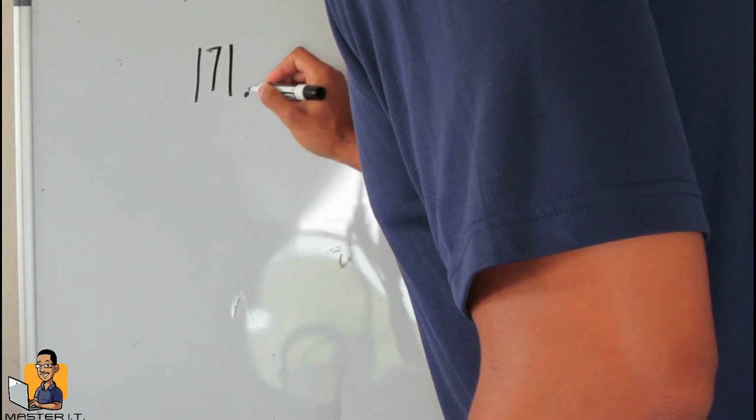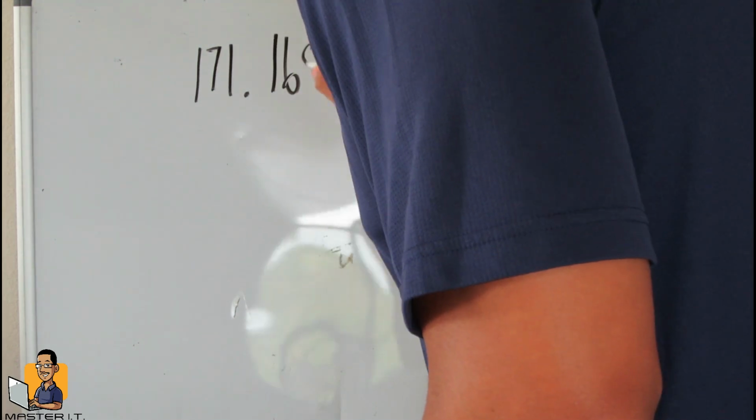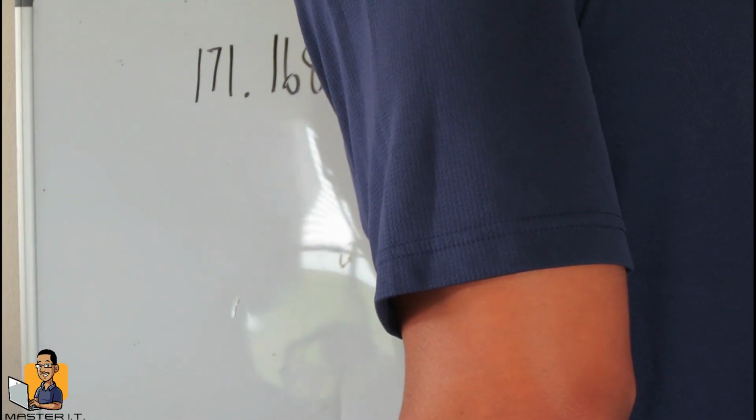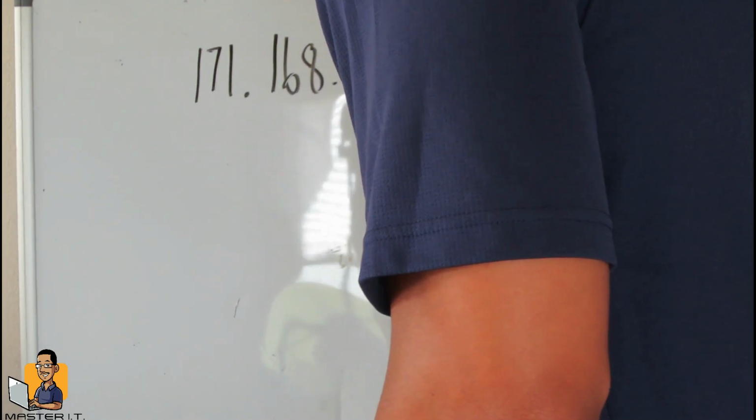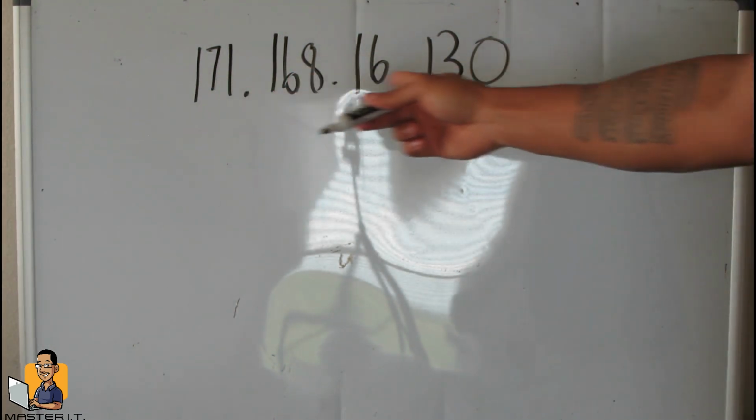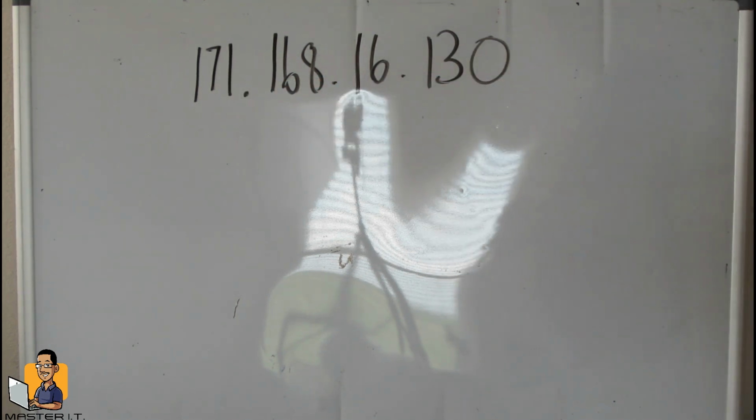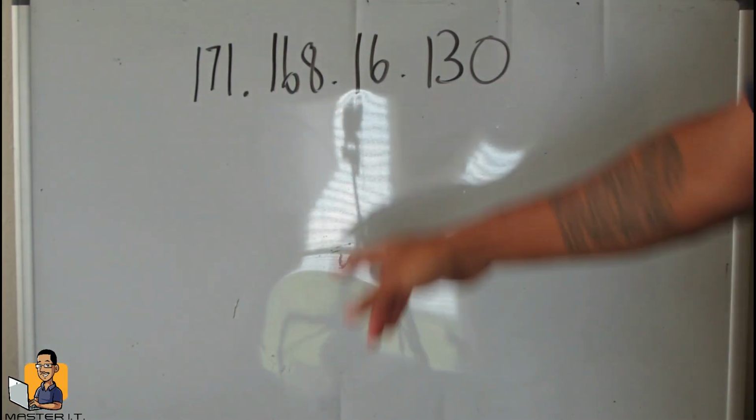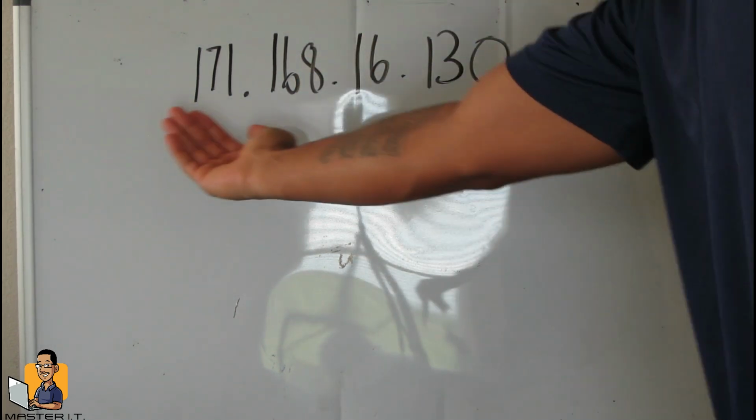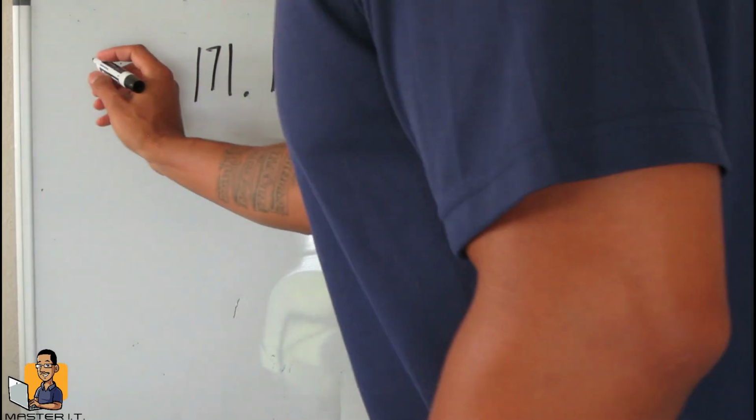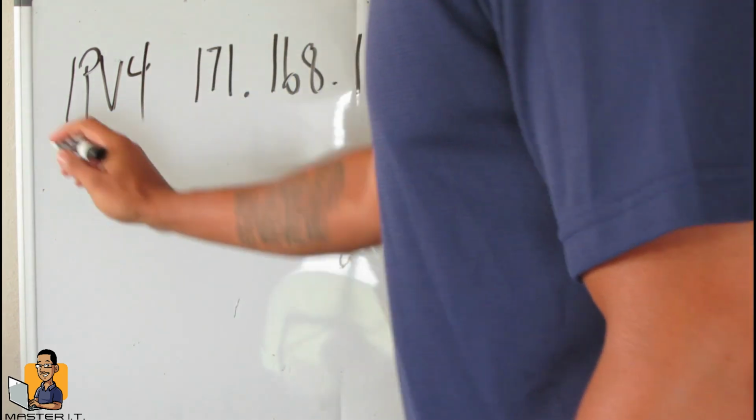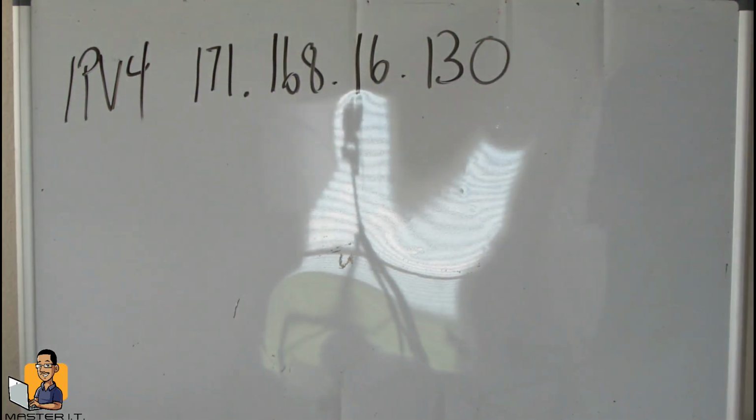171.168.16.130. What is this? What is this called? Perfect. That is an IP address. Okay, gang, this is an IP address. This right here is an IPv4, an IP version 4 address.